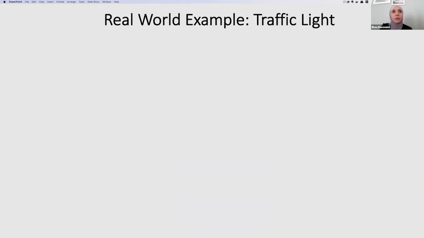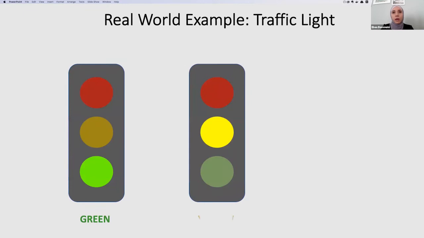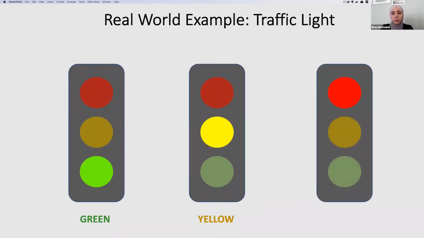If we want to talk about a real world example, I chose to talk about the traffic light system because we are all familiar with it. So in a traffic light, we have the green, as you may know, we have the yellow and we have the red. In order to change from green to yellow or from yellow to red, we need to trigger something here.